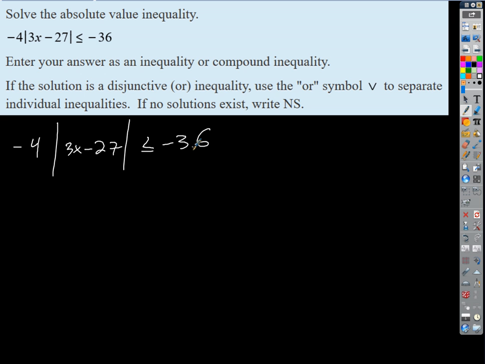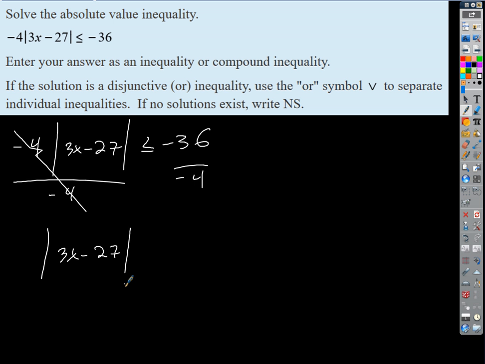Is the absolute value isolated? No. What's the one thing I have to do to get that absolute value by itself? Divide by negative 4, right? Because it's being multiplied right now. So if I divide each side through by negative 4, that's going to cancel the negative 4. So I'm going to get the absolute value of 3x minus 27. Over here, what's negative 36 divided by negative 4? 9. 9 times 4 is 36, right?